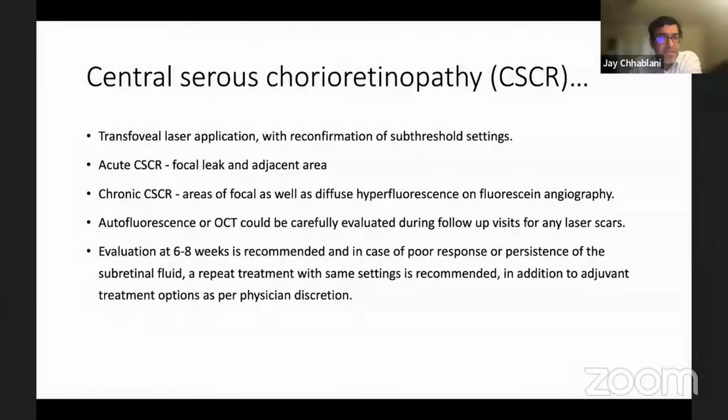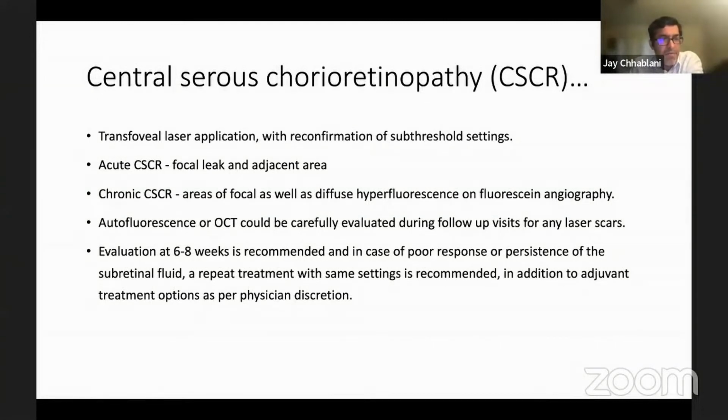We all have experienced safe outcomes with transfoveal laser application. However, again, you need to reconfirm the subthreshold settings before pressing the foot pedal. For acute CSR, we recommend treating focal leak areas and the adjacent area. For chronic CSCR, SOLS experts believe that we can perform laser for focal as well as diffuse hyperfluorescence seen on fluorescein angiography. Again, we do not expect there would be any damage because of subthreshold laser.